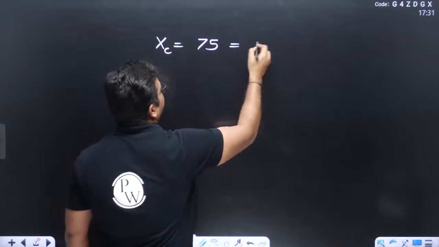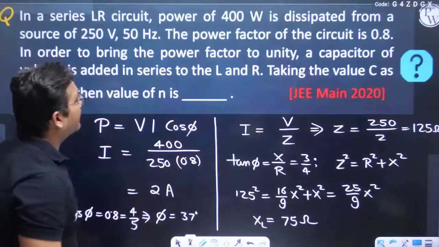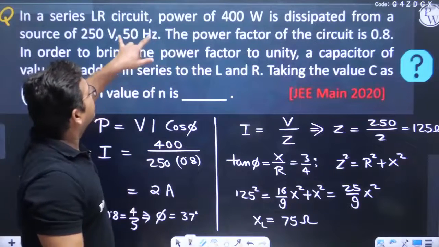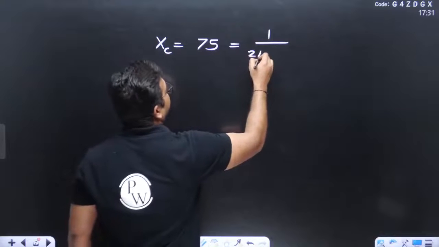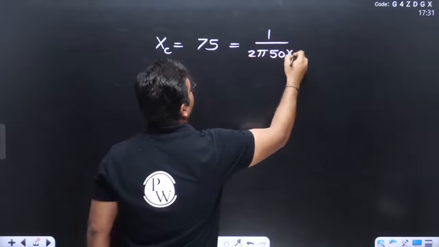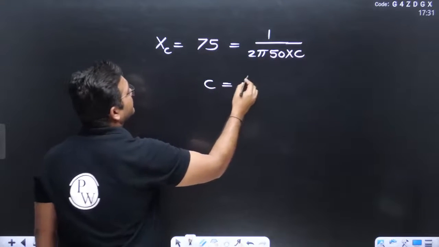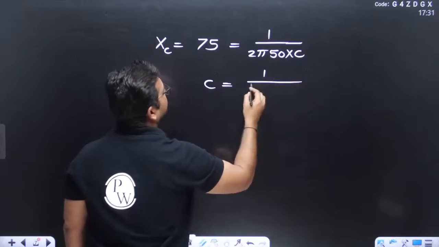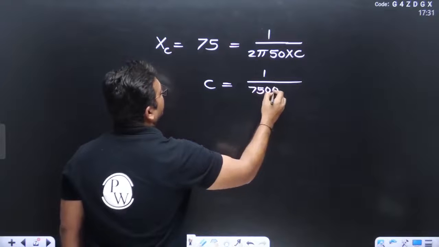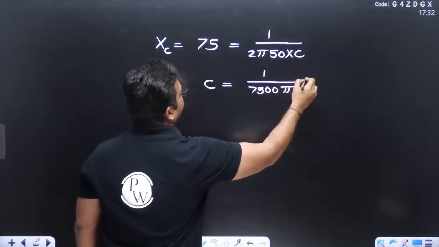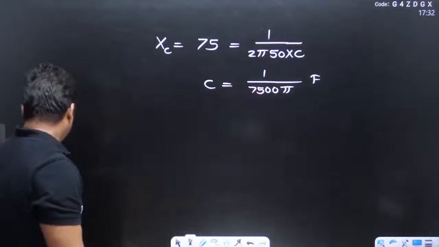We can write XC as 1 over omega C, but do we know omega? Yes, we know omega. As the frequency is 50 Hertz, the omega will be 2 pi times 50 multiplied by C. So from here, I think you can guess the C is going to be 1 divided by 7500 pi farad.